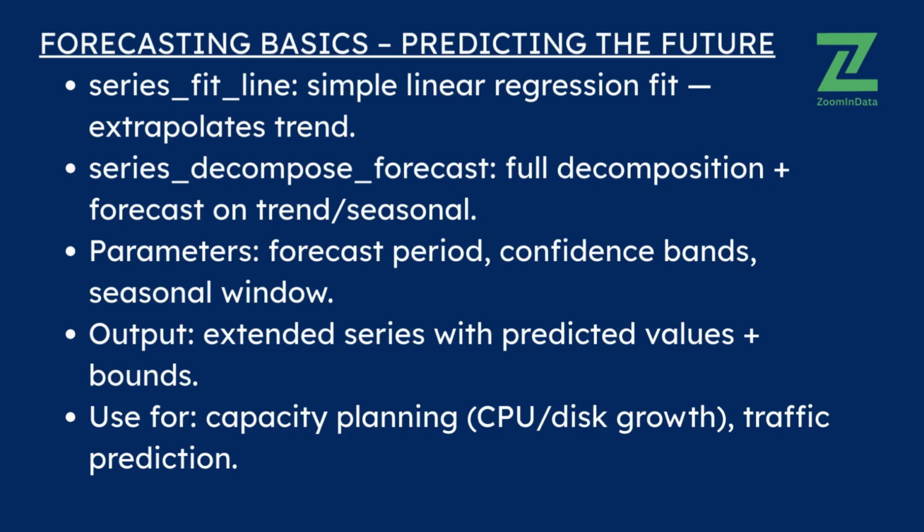Output is your original series extended with predicted values and upper/lower bounds. Use forecasting for capacity planning, predict when disk or CPU will hit 90%, traffic forecasting, or proactive scaling alerts. It's not crystal ball magic, but when patterns are stable, it gives reliable short to medium-term predictions with uncertainty bands.